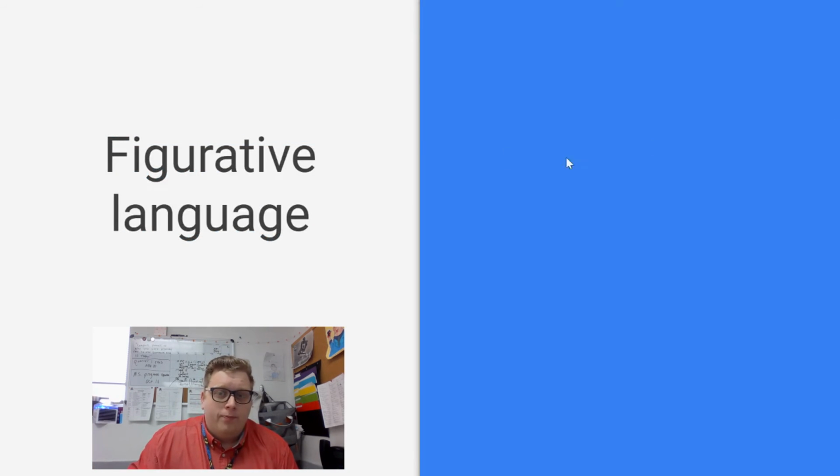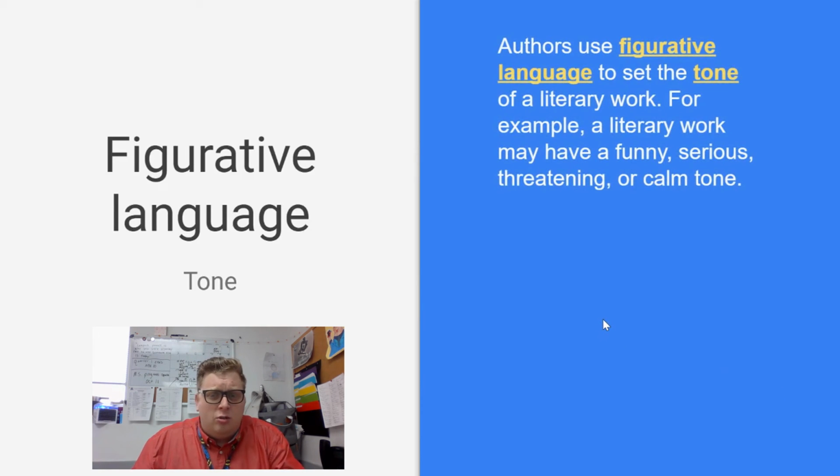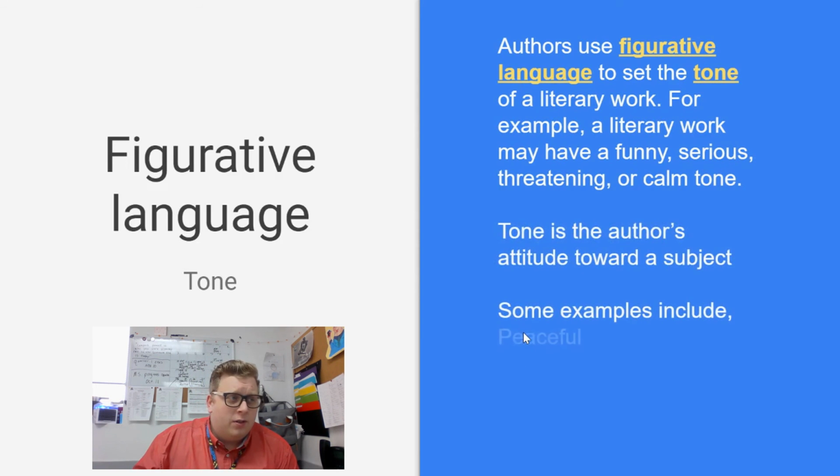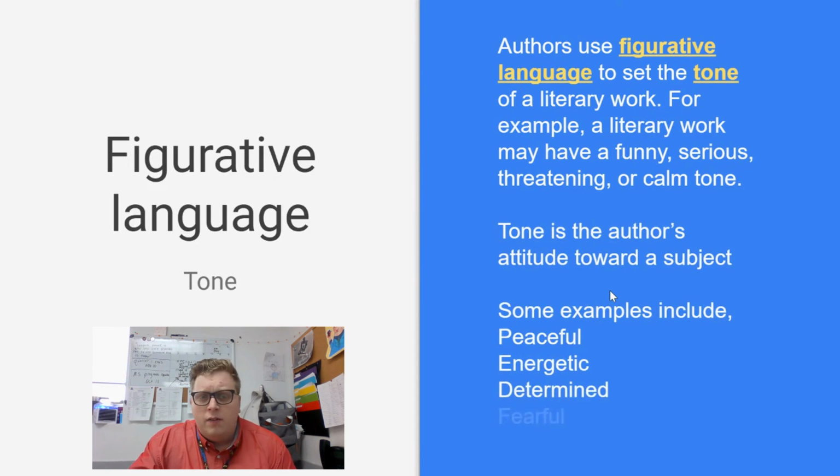There is one last thing that I'd like to talk to you about related to figurative language, and that is tone. Tone is essentially how a work of literature feels. Authors use figurative language to set the tone of a literary work. For example, a literary work may have a funny, serious, threatening, or calm tone. Tone is the author's attitude toward a subject. More examples could include a peaceful tone, an energetic tone, determined, fearful, sad, just to name a few.